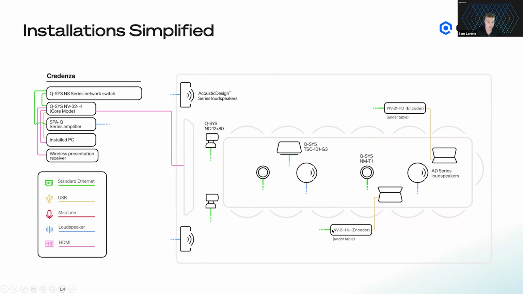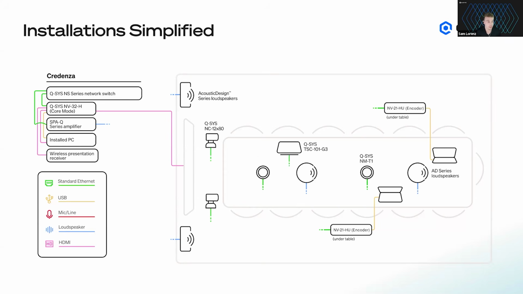You have a couple of our NMT1 Q-SYS microphones. You have two of our 80 series loudspeakers. Those would be the networked, or no, these would be the analog line. You have one of our touch panels on the table. You have two of our cameras under display, and then you have two more of our column speakers up front.